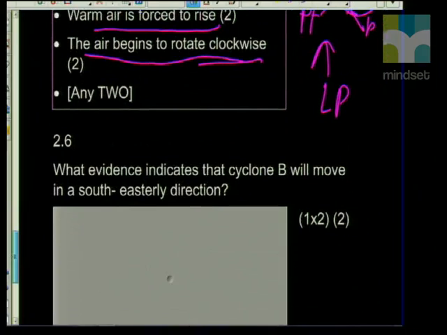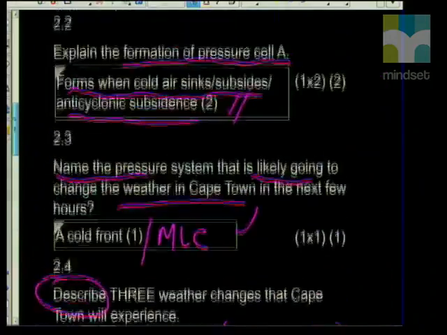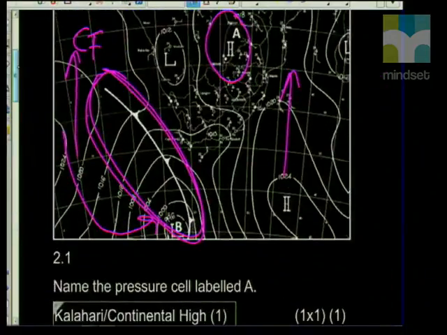What evidence indicates that Cyclone B will move in a southeasterly direction? A very rare question, eh? All right, number 1. It doesn't come out often. One thing we could look at is the little, I call them thorns. Which way are they pointing? They're pointing southeasterly. That's one of the things to tell you.